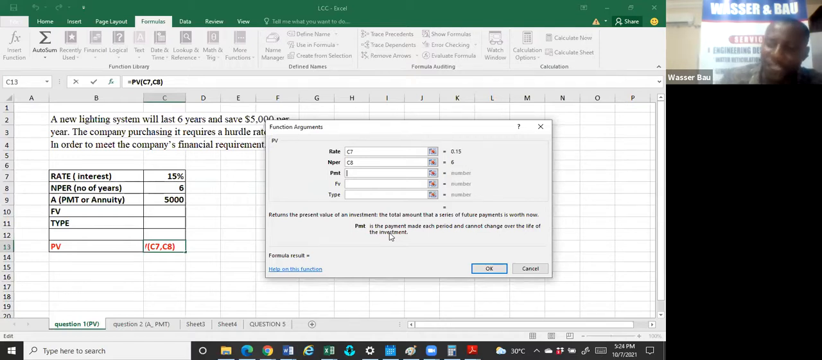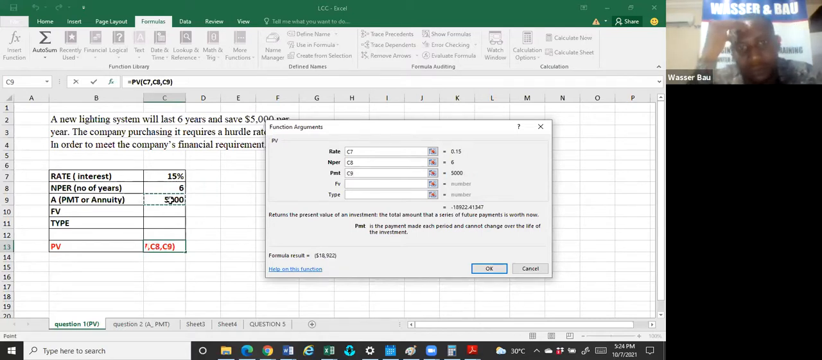I think that's the only thing that changed. So that's to tell you that A is always also the payment that is coming in. So the payment is 5,000, which is C9. The future value, you leave it blank because we're not interested in the future value. What you don't need, you just leave it blank. Then under type, you leave it blank also.